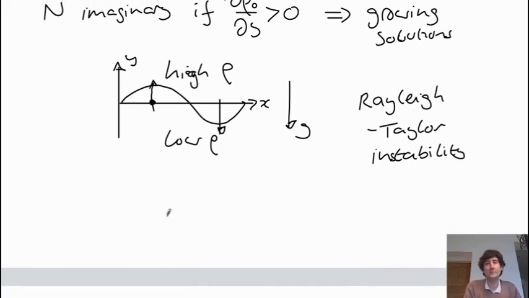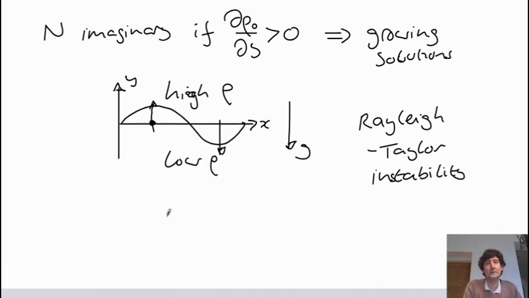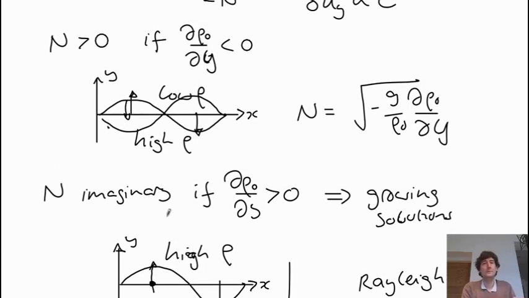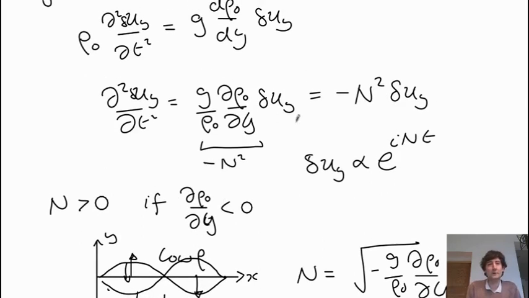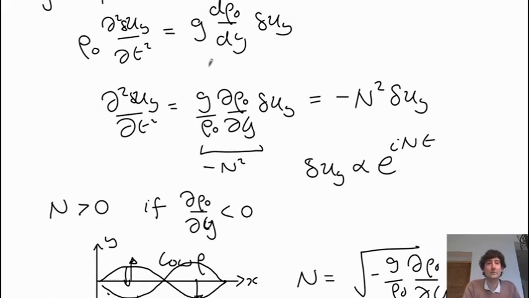Okay, so that's the basic physics of what we're looking at. So we have either waves if the equilibrium density is decreasing with height, or an instability if the density is increasing with height. And so now I want to go back to this equation where we neglected this pressure perturbation. So that's not the one.